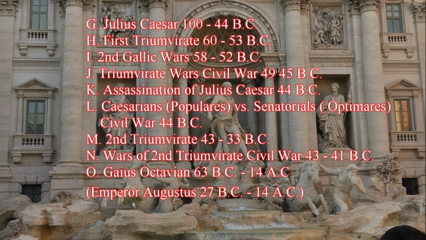And then you had the second triumvirate that was formed, and then you have wars of the second triumvirate, which is more civil wars. And then we come to Gaius Octavian, who becomes the first Emperor Augustus in 27 BC, and that ends the Republic.